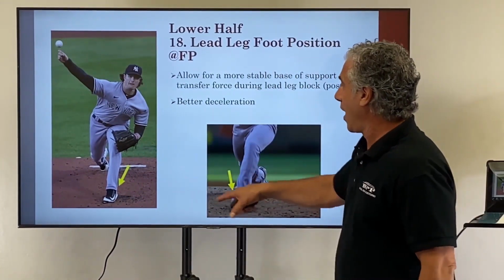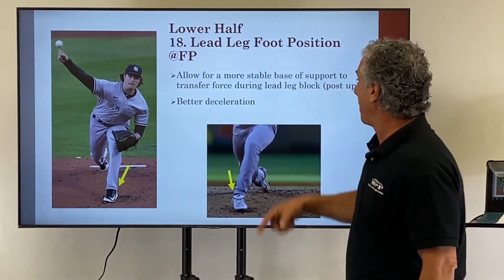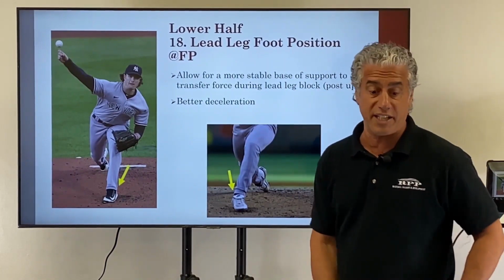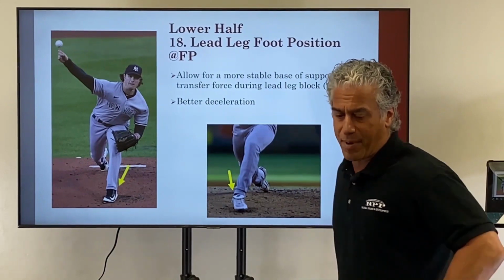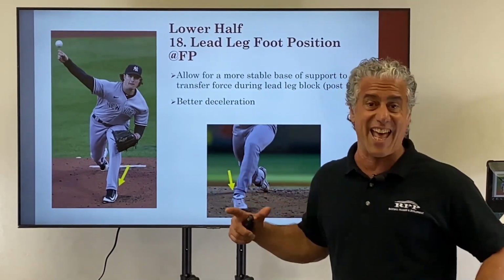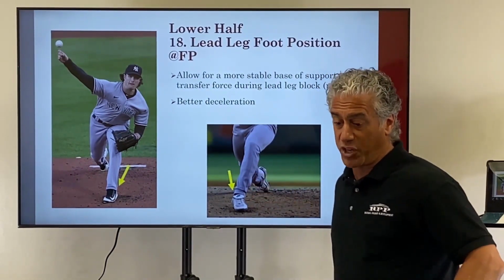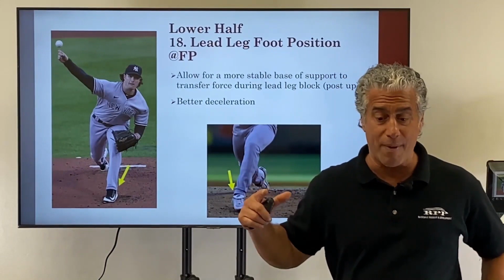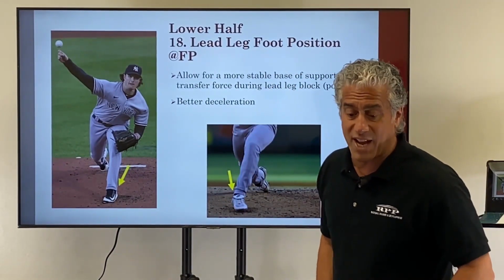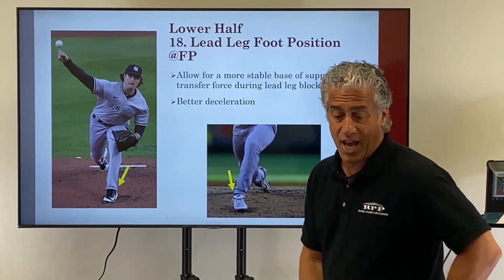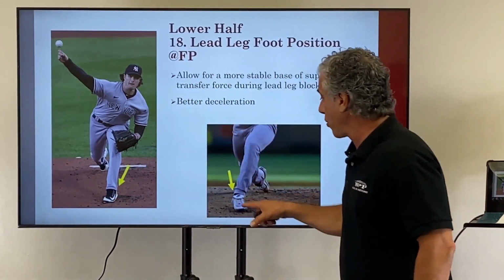But keeping that foot a little closed will give us a more stable base of support to transfer force during lead leg blocking. Right here. It'll also give us a much more stable base of support to throw against. We're looking to apply that force in a posterior direction. We don't want to push back, but that force will come back into a posterior direction and kick the arm into layback. But we can create that force, that stability much better when we have a closed foot, as you can see here, as opposed to this open foot.